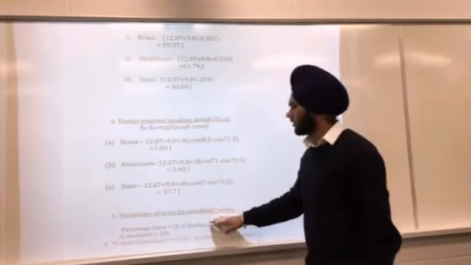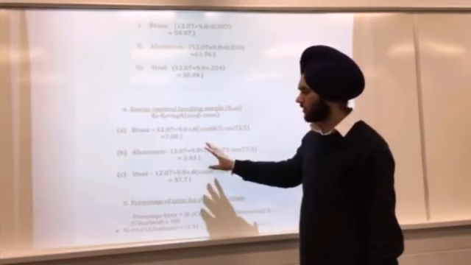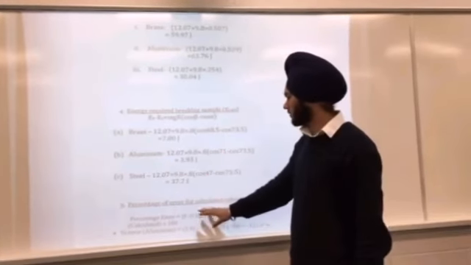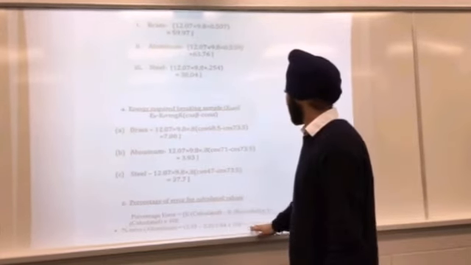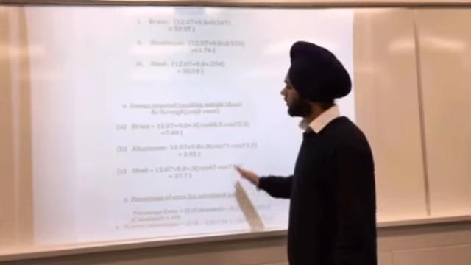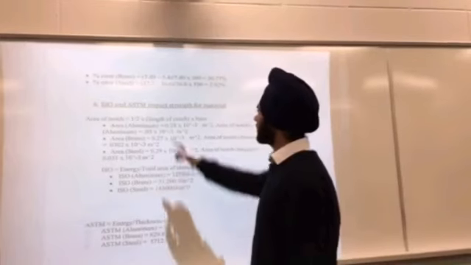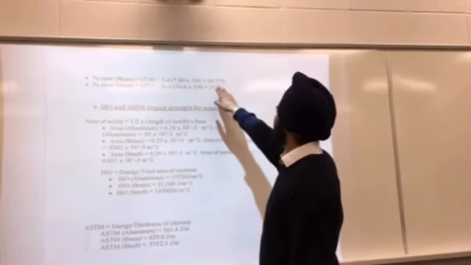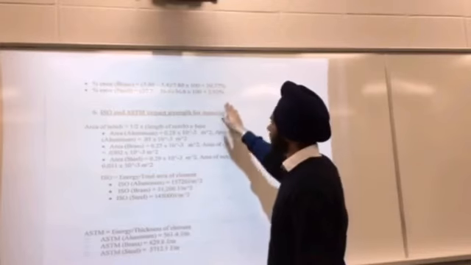Now the percentage of error. As we have calculated the energy values and we have measured the energy values, we are going to calculate the percentage error. For the aluminium, the percentage error is minus 123.9, as our measured value is below the calculated value. For the brass it is 30.77%, and the percentage error of steel is 2.92%.